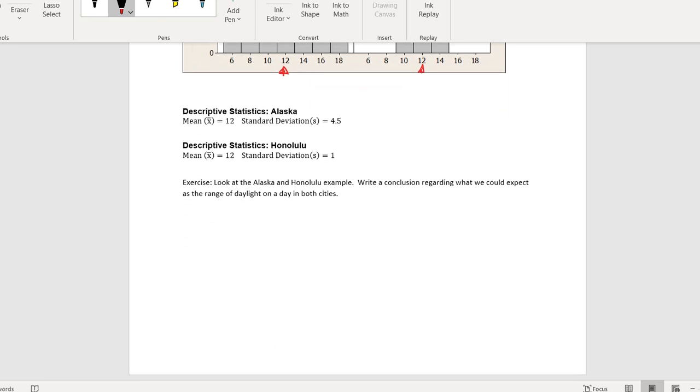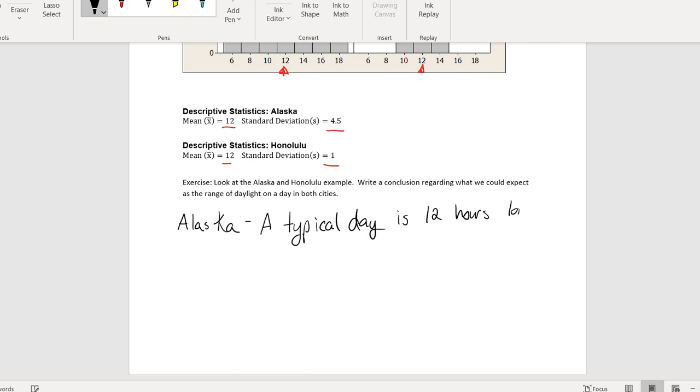So when we talk about this, we say that they both have a mean of 12, but the difference is that Alaska has a deviation of 4.5, while Hawaii only has a deviation of 1. So when we're writing this up, what we would say is, for Alaska, a typical day is 12 hours long, give or take 4.5 hours.